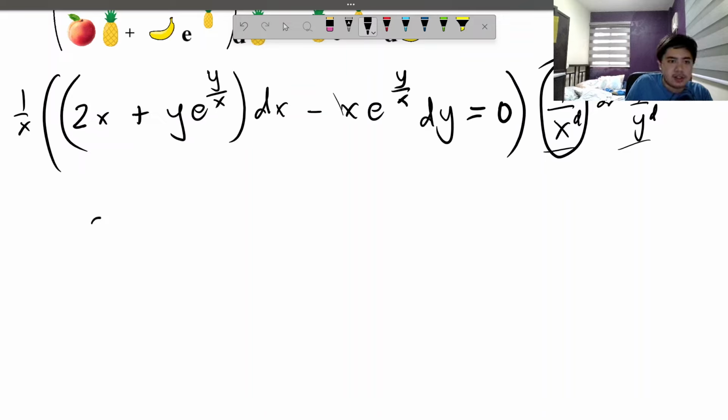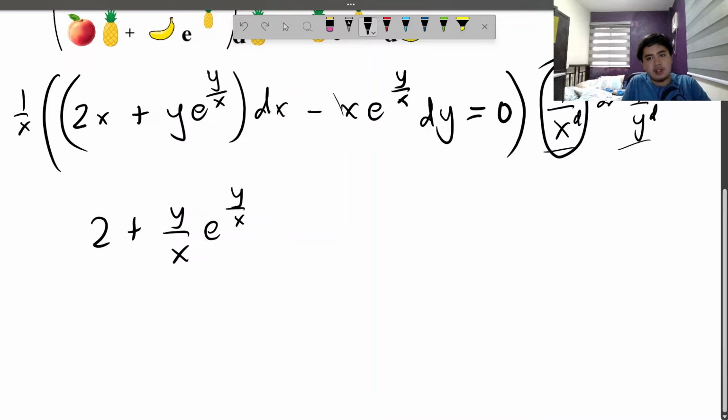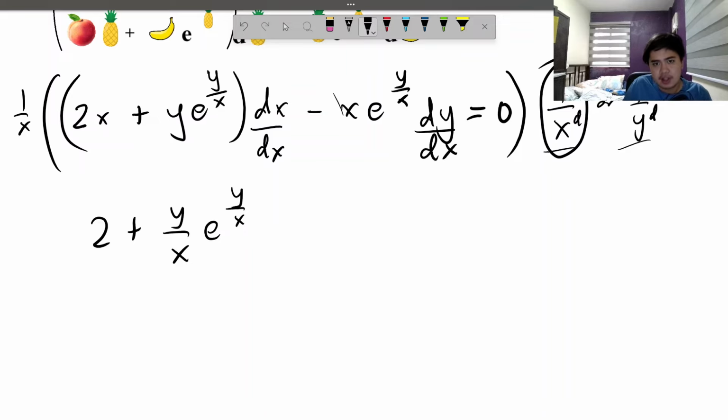2x times 1 over x, that's 2. y times 1 over x is y over x. This remains unchanged. For the dx, since x is on the denominator here, we need to divide both sides by dx, but not really because this is not division. This is setting the derivative to x, something like that.